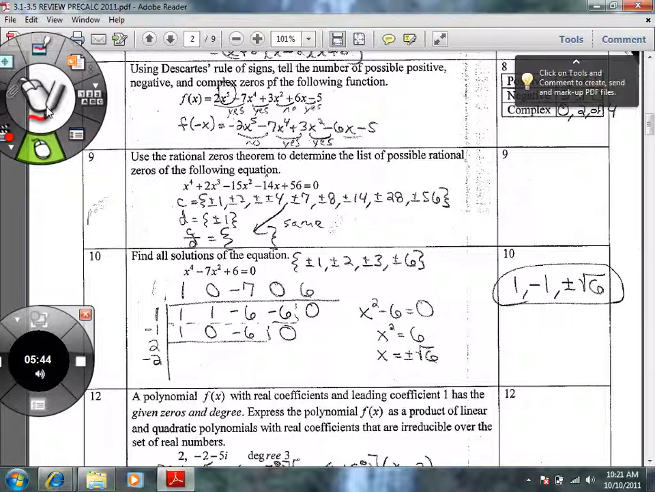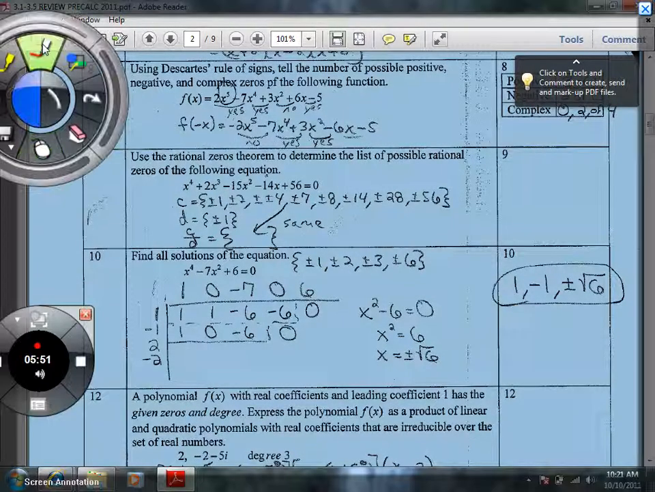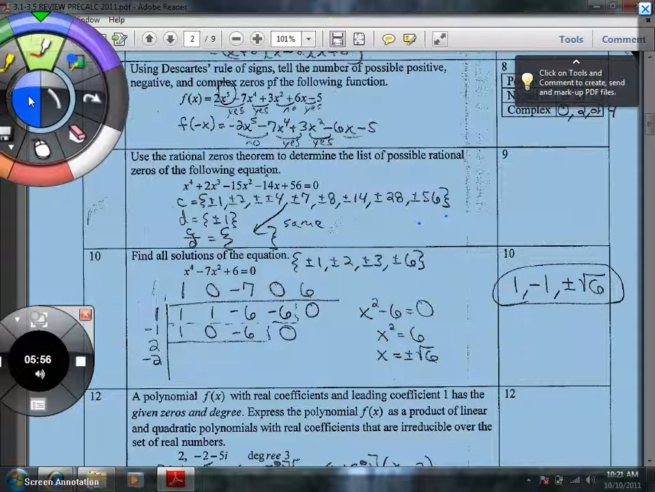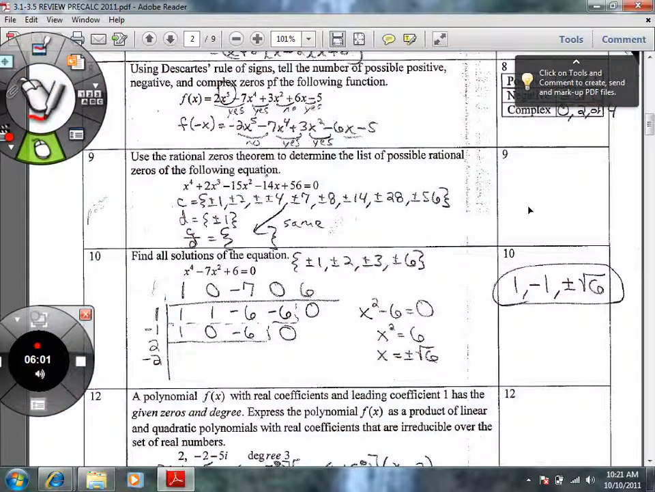The C being all of the factors that go into that constant. The numbers that go into 56 are all those, and then all the numbers that go into the leading coefficient there, so that's plus and minus 1. And C over D in that case was exactly the same as C.